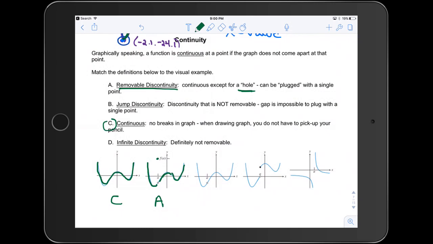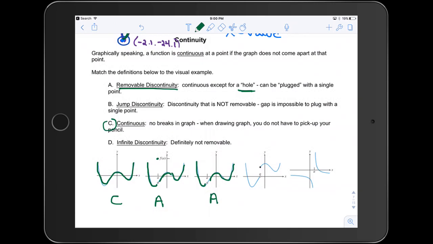So looking at this next one, notice it comes, and again, there's a hole. Notice it's not defined there, but after that, it keeps on going. That is, again, another example of a removable discontinuity. Now there's only two left here, and I didn't even talk about them yet.